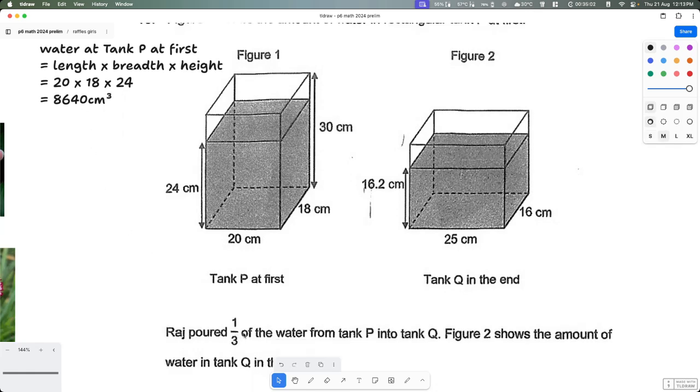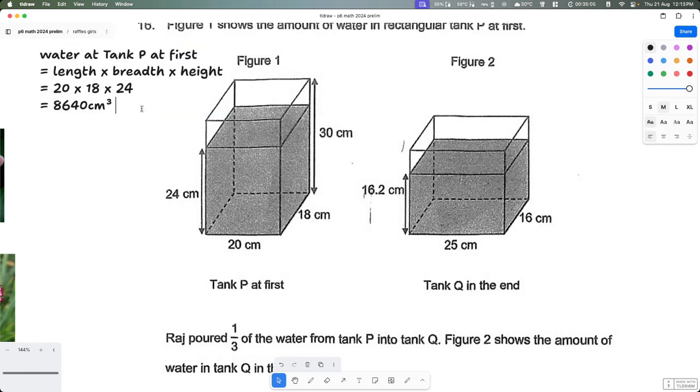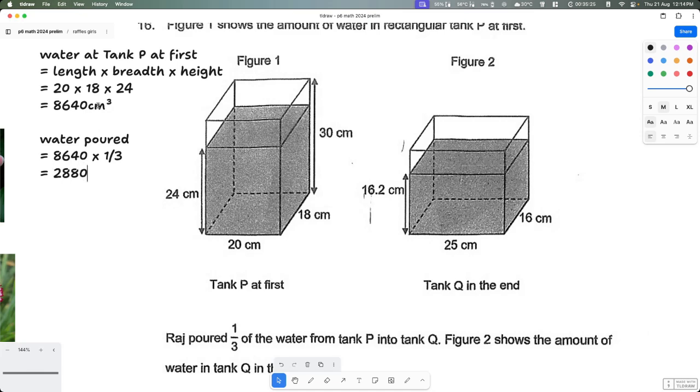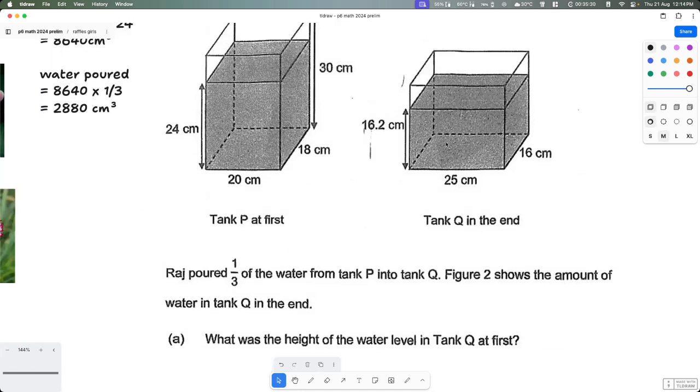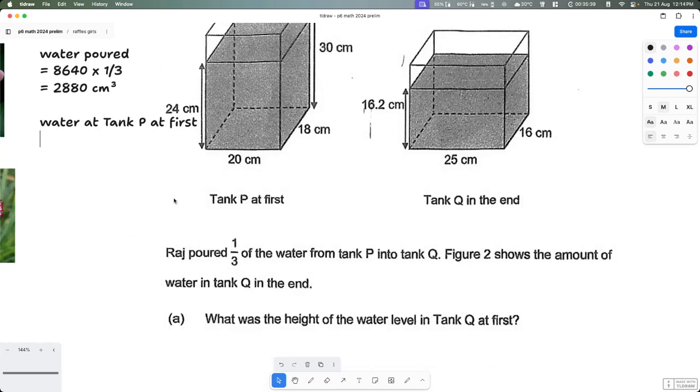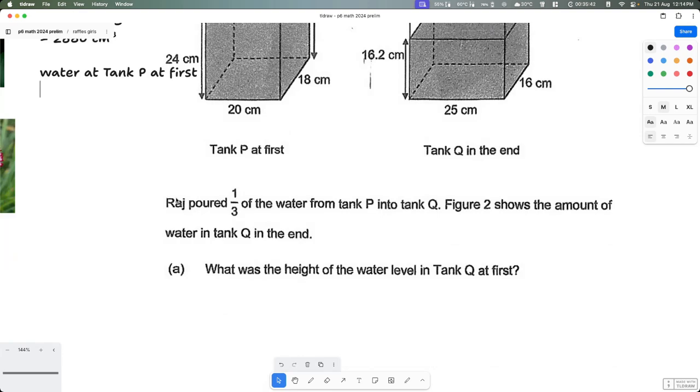So Raj poured 1/3 of the water from tank P into tank Q. So water poured is equal to 8640 times 1/3. We divide by 3, that's 2880 centimeter cube. So the water is poured into tank Q. Let's see what tank Q is at the end. What's the height of the water level in tank Q in the end?